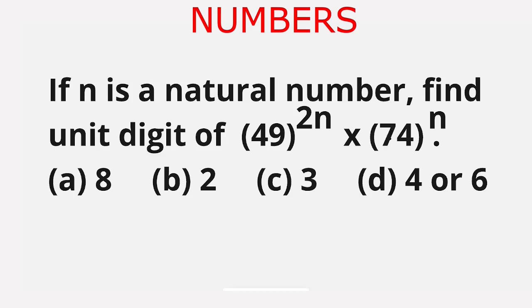Our question is, if n is a natural number, find the unit digit of 49 to the power 2n multiplied by 74 to the power n. The given options are option A 8, option B 2, option C 3, option D 4 or 6.